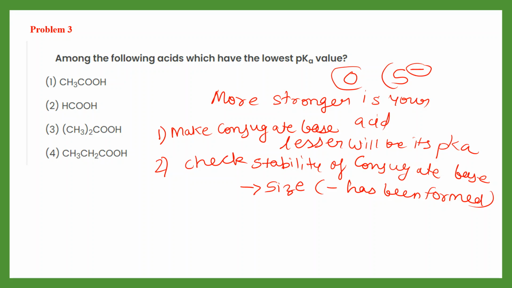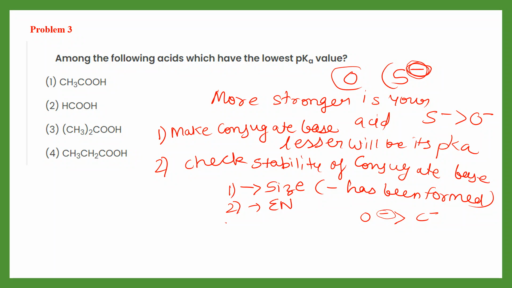Sulfur. Exactly. Why? Because sulfur is a big atom. It is having vacant d orbitals. It can hold this negative charge and then that will be more stable. So among S negative and O negative, S negative is more stable. First you have to check size, then you have to see electronegativity. Among oxygen negative and carbon negative, which anion is more stable? Oxygen. Why? Because the more the electronegativity of the atom, the more it will stabilize this electron-rich carbanion, right?